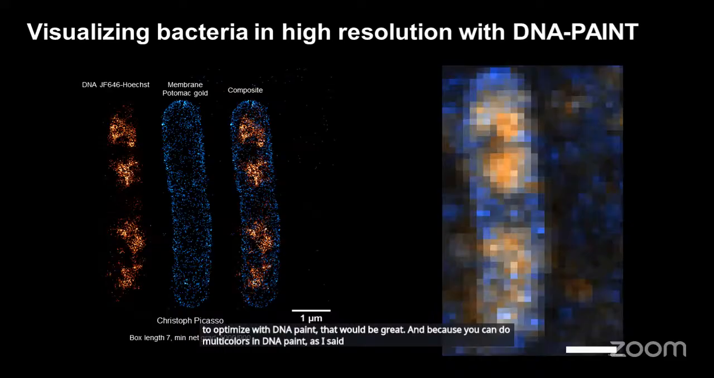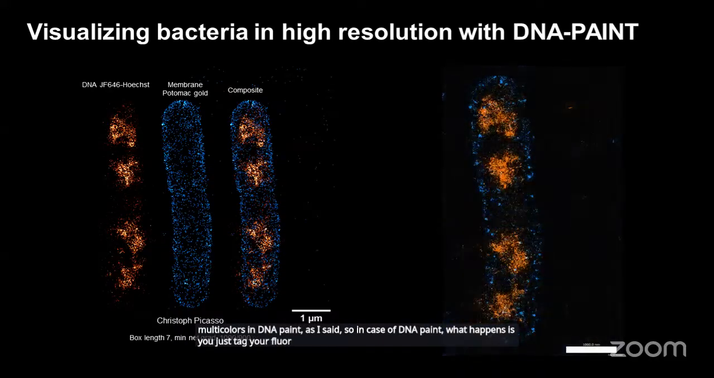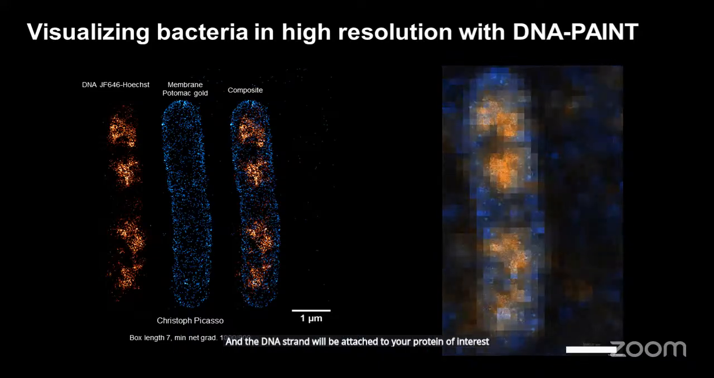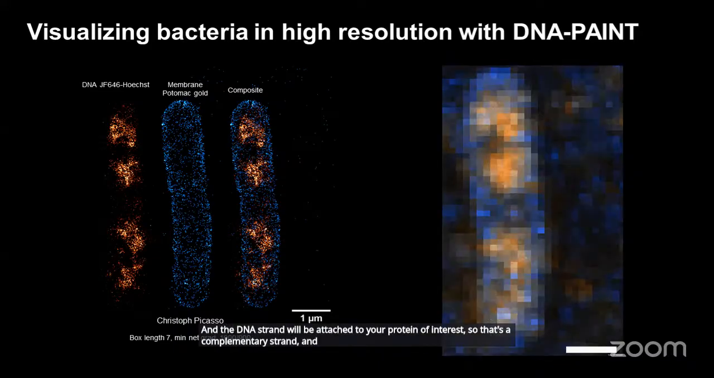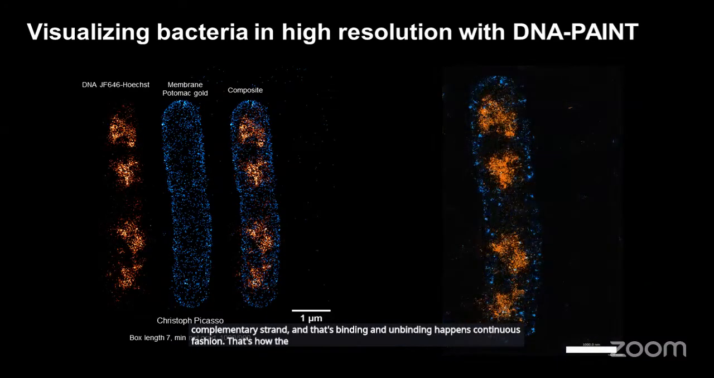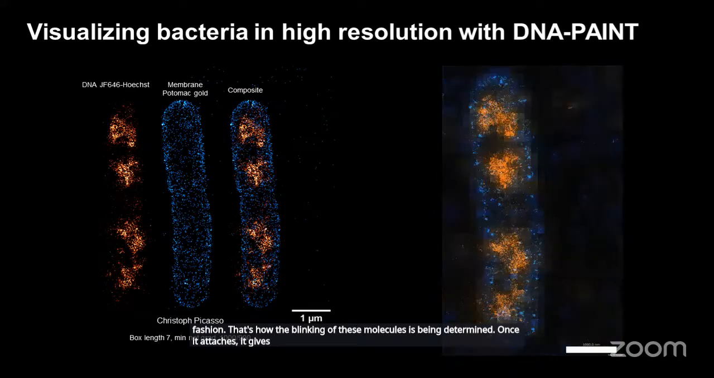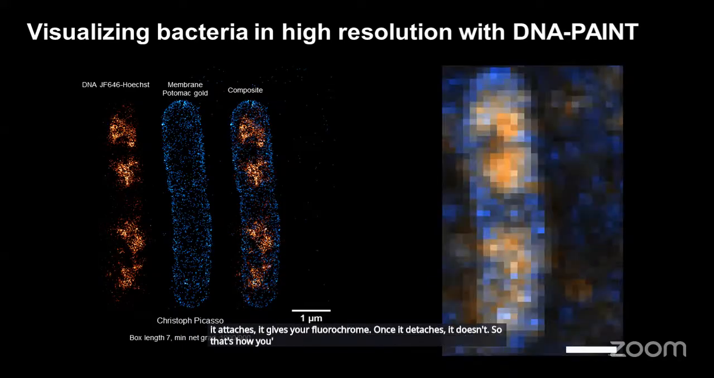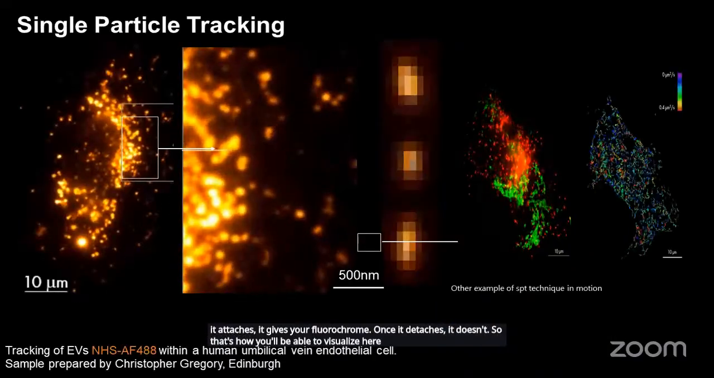In the case of DNA paint, what happens is you just tag your fluorochrome to a DNA strand, and that DNA strand will be attached to your protein of interest. That's a complementary strand, and binding and unbinding happens in a continuous fashion. That's how the blinking of these molecules is determined. Once it attaches, it gives you your fluorochrome. Once it detaches, it doesn't. So that's how you are able to visualize it in the case of DNA paint.